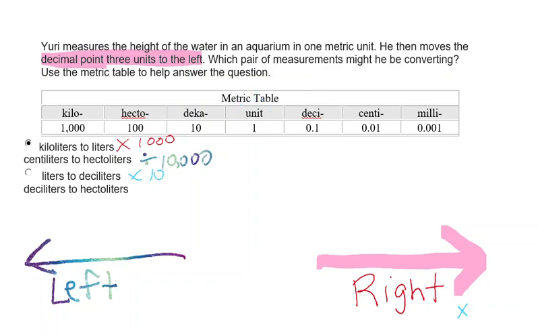And our last option that they give us is deciliters, starting there, deciliters to hectoliters, 1, 2, 3. So there's 3 places to the left. So this would be my correct answer because that represents starting and moving 3 places to the left. To the left is division. That would be divide by 1,000 to get from deciliters to hectoliters.